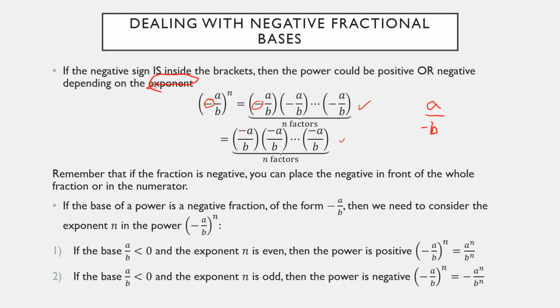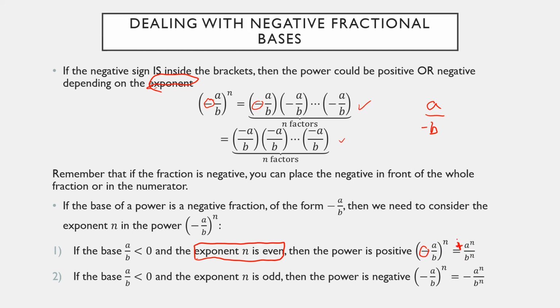If I have negative a over b to the power of n, and the negative sign is inside, just like before, you look at the exponent. If the exponent is even, then you know your whole power is positive. And if it's positive, the negative sign has no effect on the answer. It's still going to be a to the power of n over b to the power of n, and we don't include the negative sign at all because the sign of the whole power is positive.